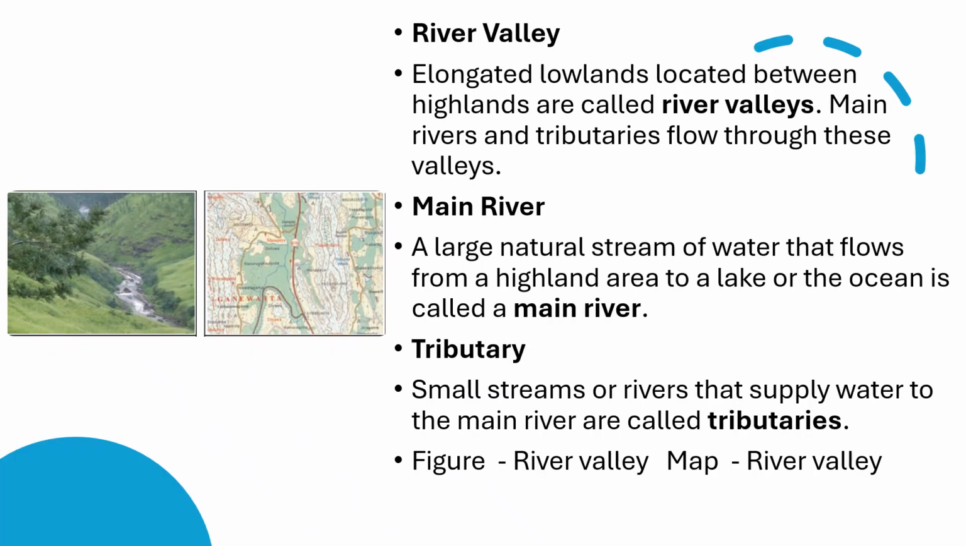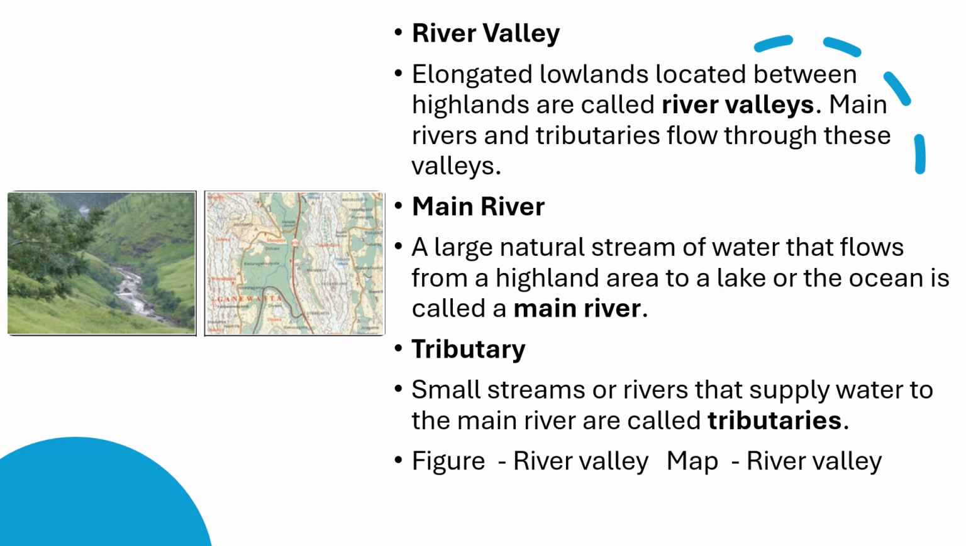Now we can talk about river valley. Elongated lowlands located between highlands are called river valleys. Main rivers and distributaries flow through these valleys. Main river: a large natural stream of water that flows from a highland area to a lake or the ocean is called a main river. Tributary: small streams or rivers that supply water to the main river are called tributaries.